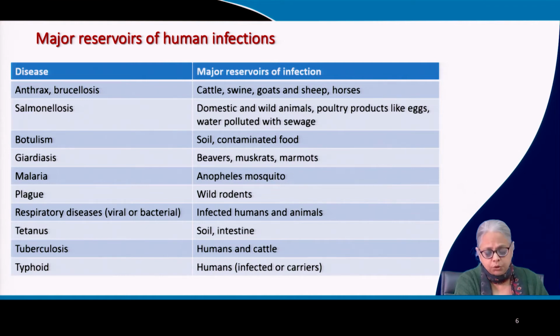Then we have tuberculosis. Humans and cattle can be reservoirs. For typhoid, same thing, infected humans or people who are carriers. They may not be sick, but they are carrying the microorganism in their blood and so on, so they are also potential reservoirs.